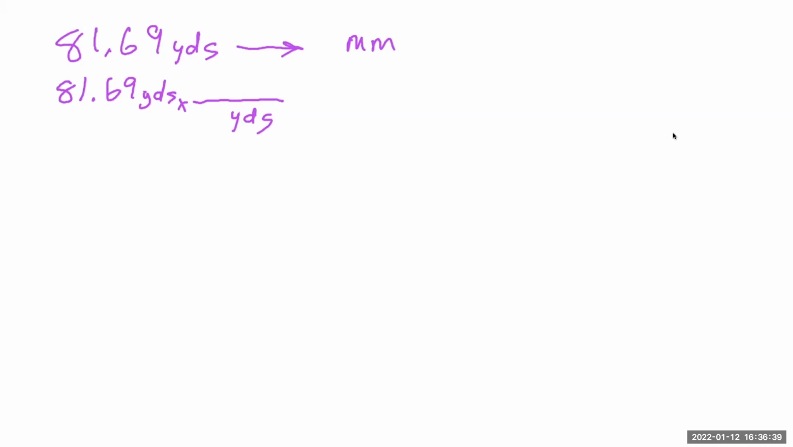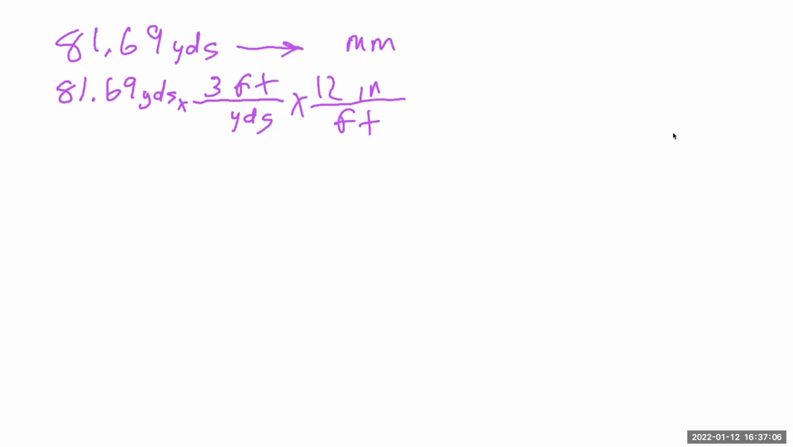Let's do this with 2 different ways, just to show you the same answer. So let's go from yards into feet. There's 3 feet in every yard. Feet go on the bottom and go to inches. And there's 12 inches per foot. So I've gone from yards to feet, feet to inches. 3 feet in the yard, 12 inches in a foot.